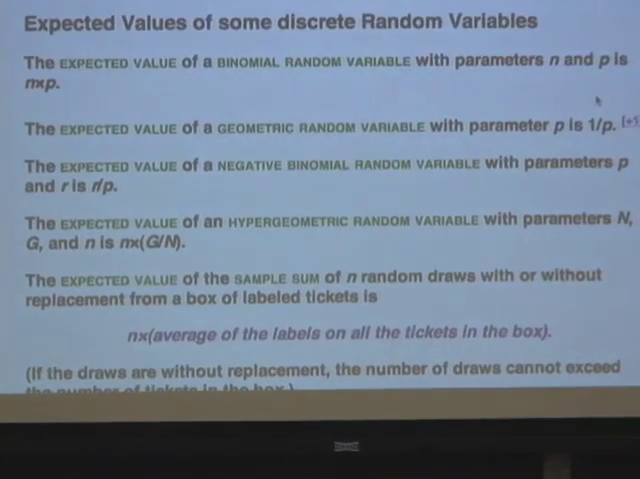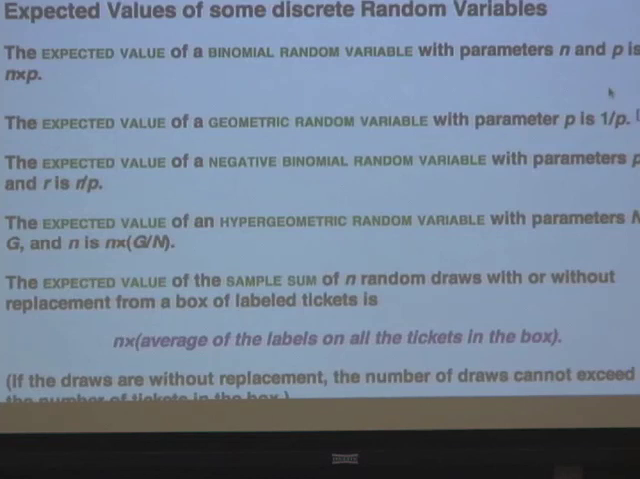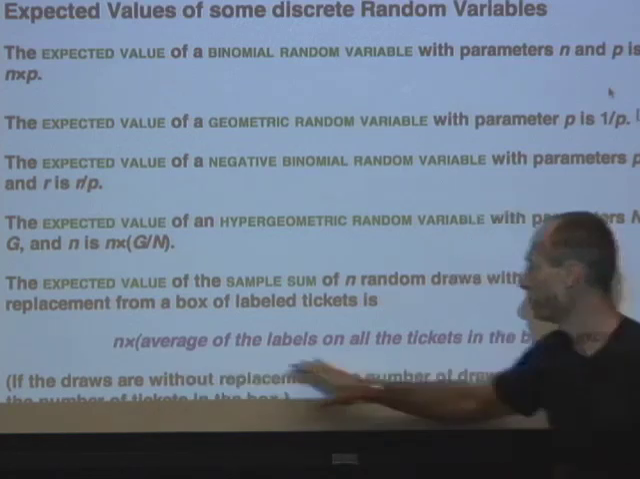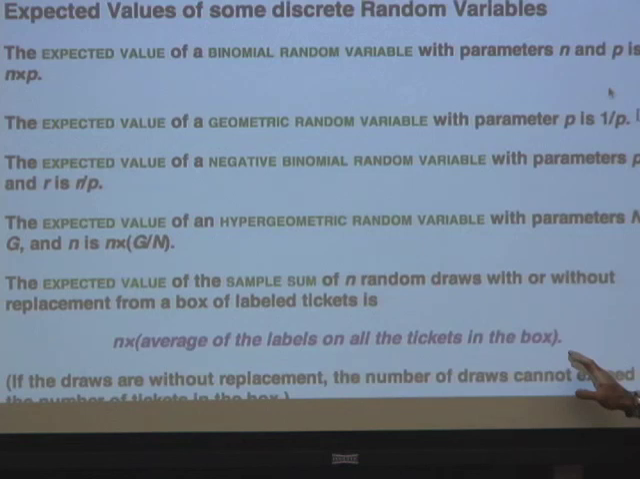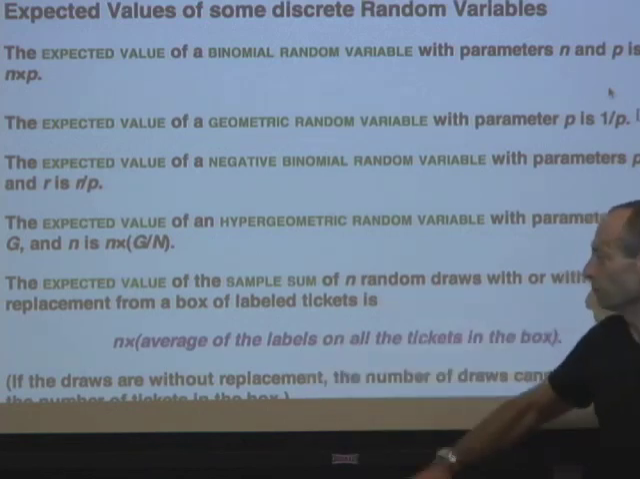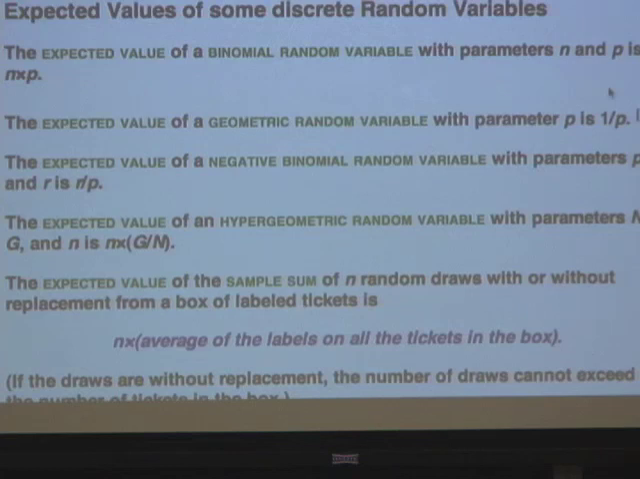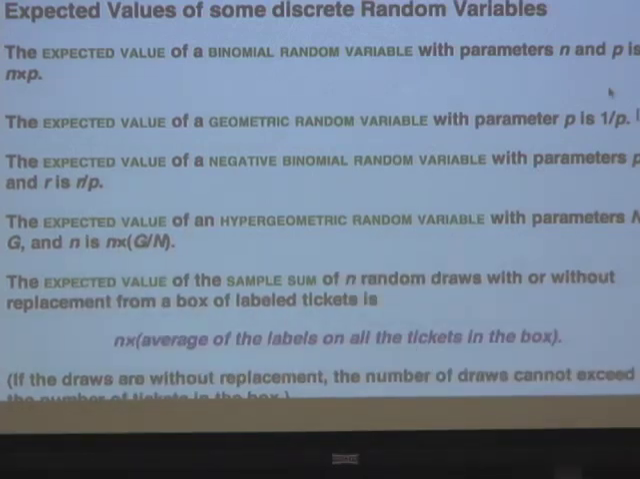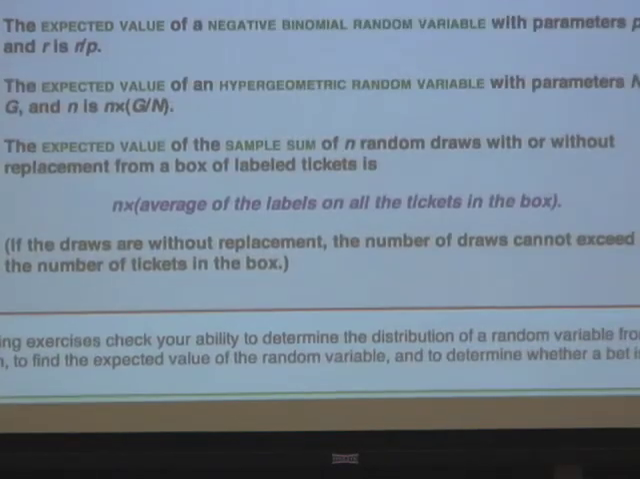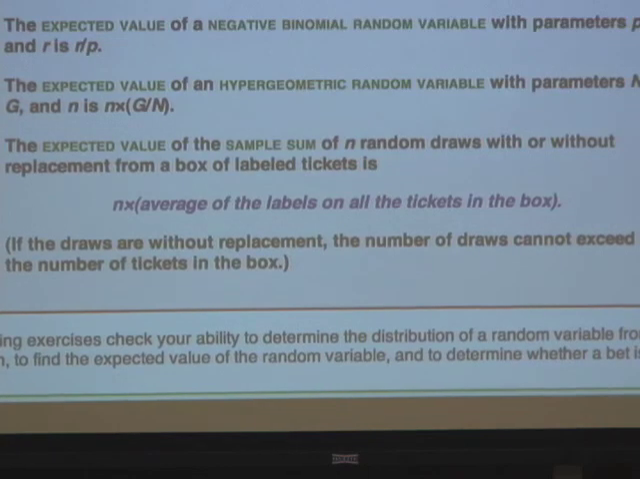In general, if we draw little n times with or without replacement from a box of numbered tickets and add the results that we see, that sample sum, the expected value of the sample sum is n times the average of labels on the tickets in the box. The expected value of the sample mean is this divided by n, which is just the average of the labels on the tickets in the box. Of course, if we're drawing without replacement, we can't draw more times than there are tickets in the box.